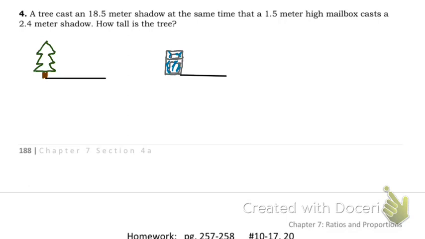Well, the shadow of the tree is 18.5 meters. The shadow of the mailbox is 2.4 meters. But I also know the height of the mailbox, which is 1.5. Watch what's going to happen here, guys. Everyone's going to freak out. These create 90-degree triangles. And they are, in fact, similar because of the angle of the sun. We have this 90 degrees here, and the angles will be the same because the sun's coming from the same location. Rather than going through all that, just know that they are similar triangles. We don't need to prove it in this one.